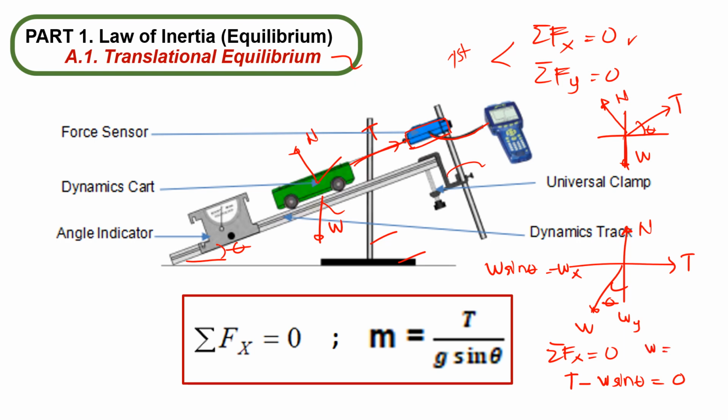To compute for weight, weight is simply mg. So therefore, we can replace w by mg. This will become tension minus mg sine theta equal to 0. From that, we can transpose mg sine theta to the other side, so tension equals mg sine theta. The target is to compute the mass of the cart, so we just have to divide both sides by g sine theta. The final formula is mass is equal to tension divided by g sine theta.